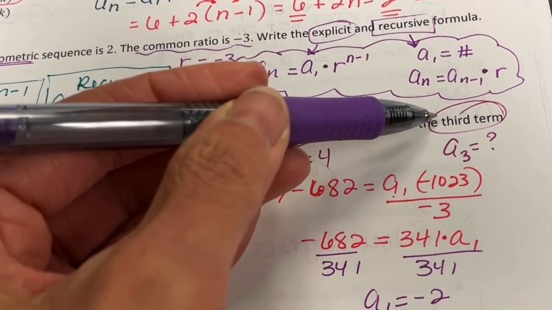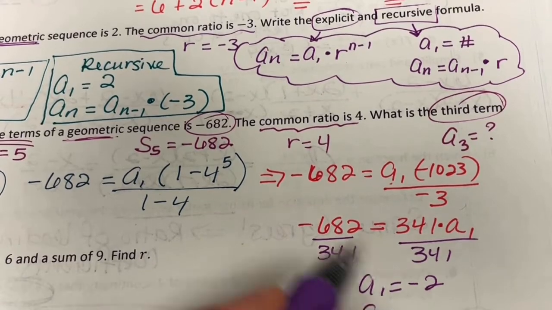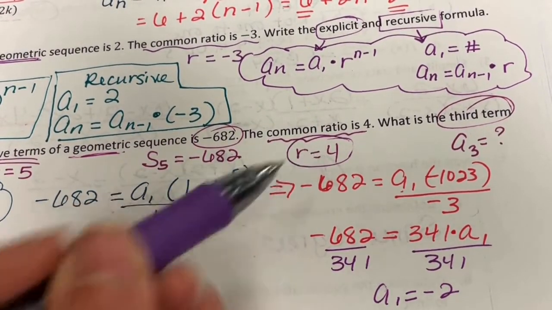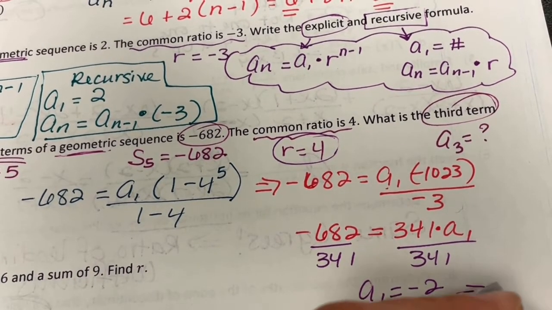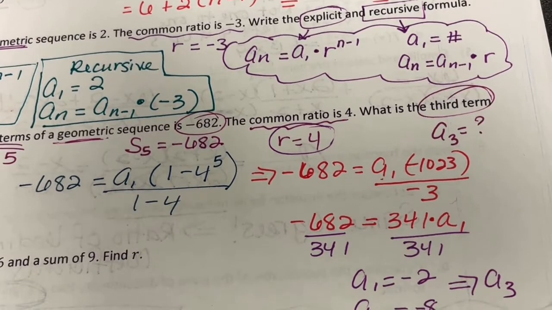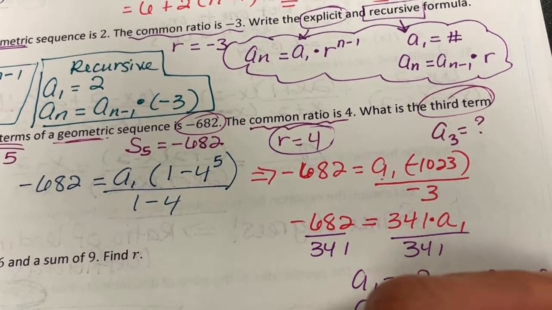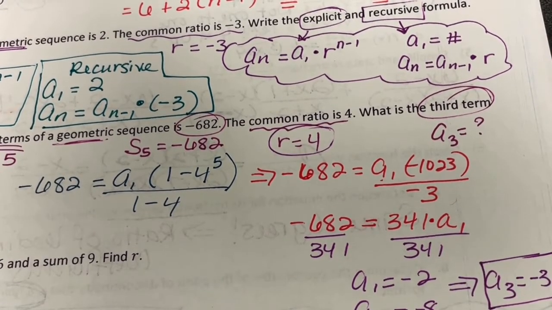But it wanted the third term. So let's find the second term by taking the first term and multiplying by the common ratio of 4. Negative 2 times 4 is a negative 8, so the second term is negative 8. So then when we find the third term, we have to take negative 8, multiply it by 4, and we get negative 32. So the third term is negative 32.